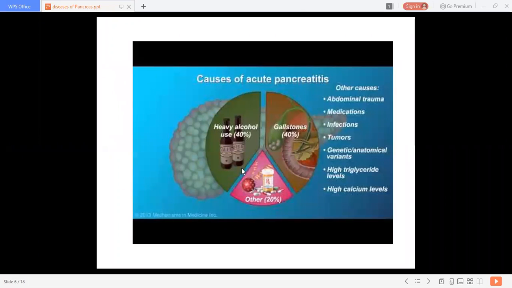Heavy alcohol, then obstructive conditions, and the other conditions. Direct trauma or any drugs, that is abdominal trauma, then medications, infections, tumors, genetic anatomical variants, and high triglyceride level. Whenever there is high triglyceride level, what do we call it? What is the name for that?